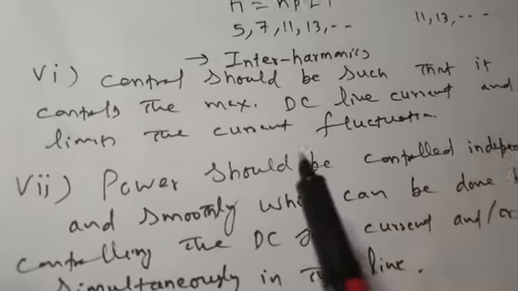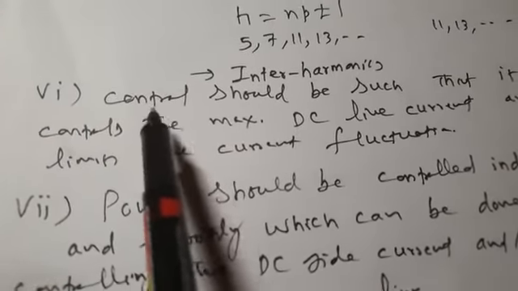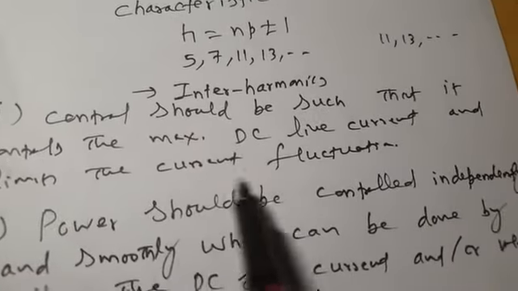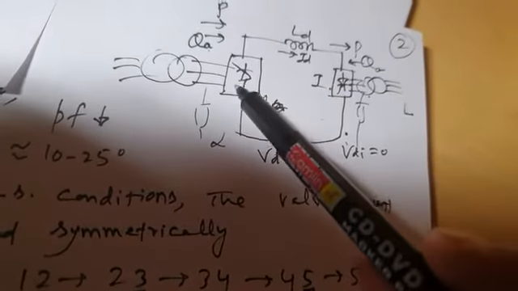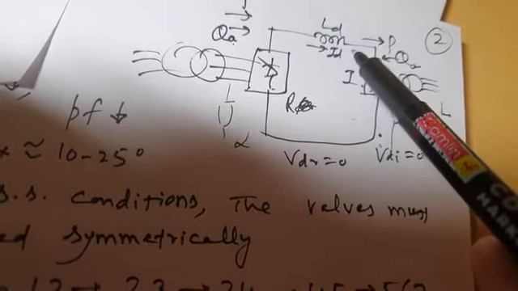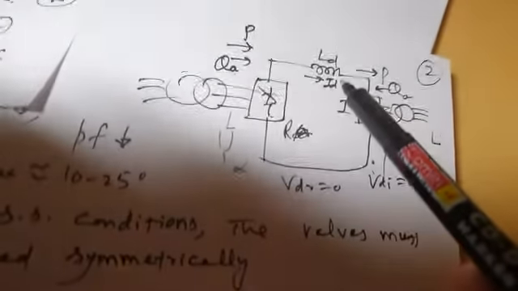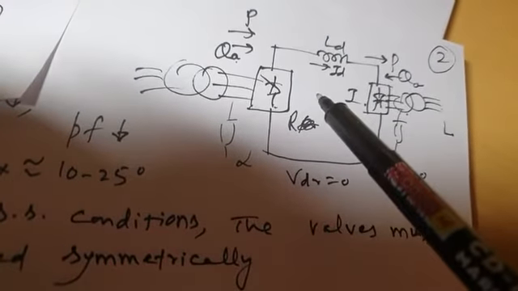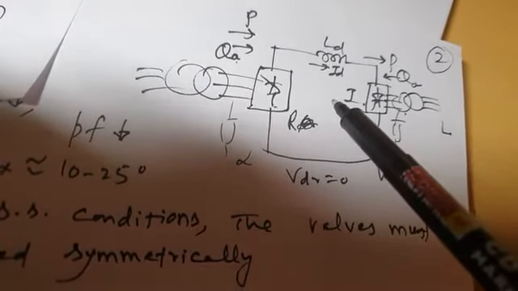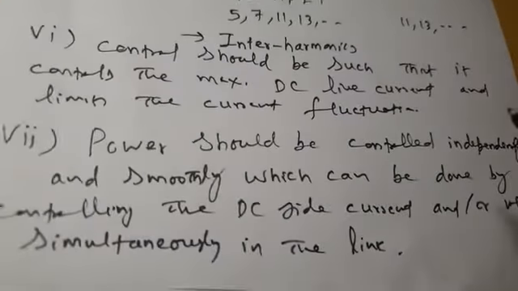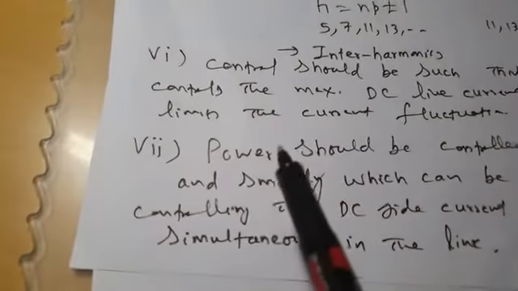The next desirable control feature is that control should be such that it controls the maximum DC line current and limits the current fluctuation. I have already told you, if inverter side voltage decreases while the rectifier's voltage remains the same, the current may increase. To limit the magnitude of current, not to allow the current to go to very high values, your controller, alpha control, has to be there, and it should act very quickly so as to maintain or decrease this line current so that it does not go to very large values.